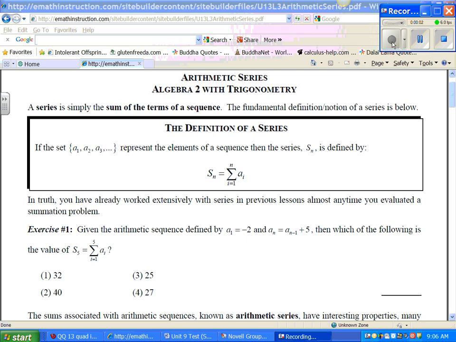Okay, so we're moving on from sequences, and we're going to start talking about series today. You do need to have your reference sheet out. There's going to be a formula on there that you're going to need.